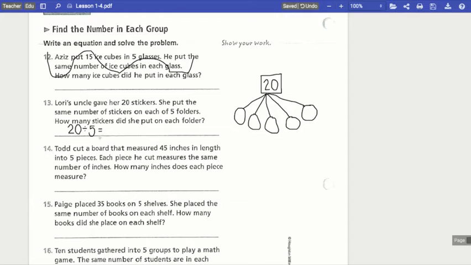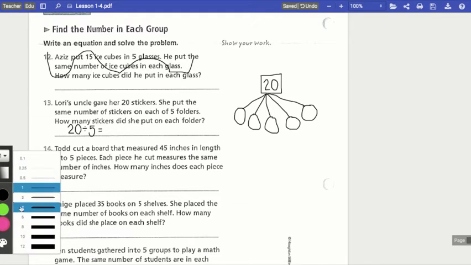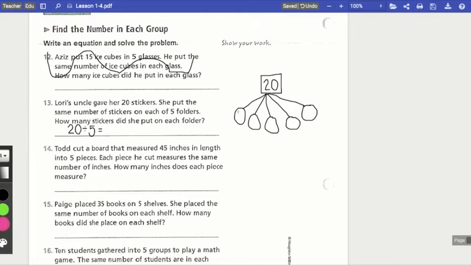There's a couple ways you could solve this. You could count by 5s up to 20. Some of you may like that better because it's nice and fast for you. I'm going to show you how to use your drawing to go ahead and solve this, okay? This is where we'll put one in each group as we count up to 20. So 1, 2, 3, 4, 5, 6, 7, 8, 9, 10, 11, 12, 13, 14, 15, 16, 17, 18, 19, and 20. So how many ended up in each group, or how many stickers did she put on each folder?